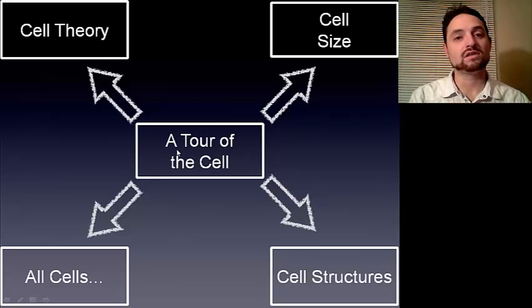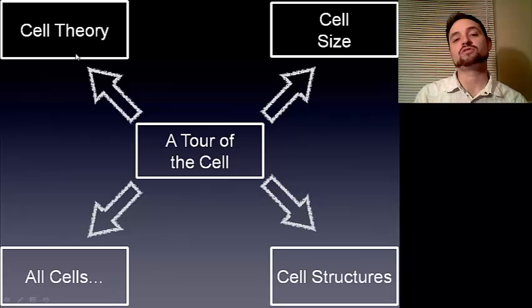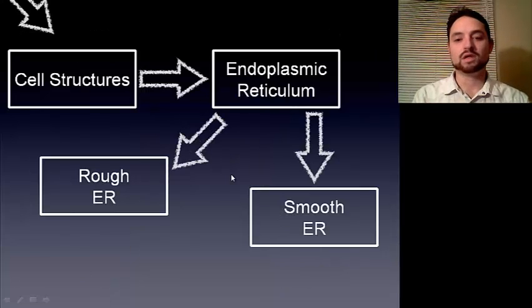We've already discussed in the previous lecture cell theory, cell size, and what all cells have in common, and even some unique things about them. Now we're going to look at cell structures, primarily the cell structures that you find in eukaryotic organisms, because they are structures that have a membrane around them. So let's look at that.